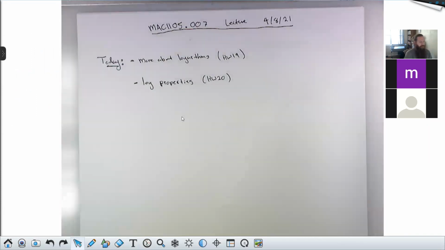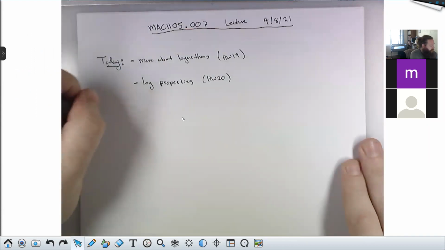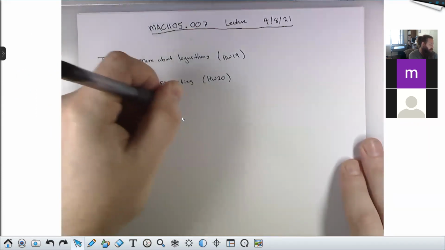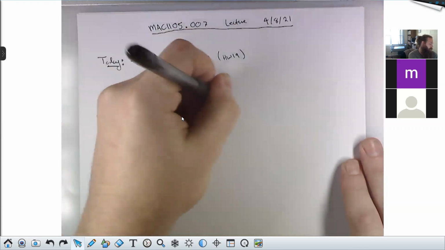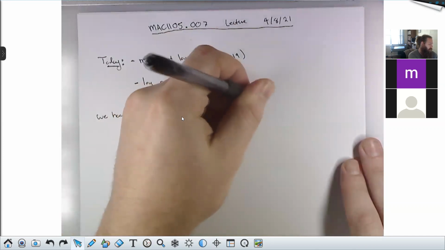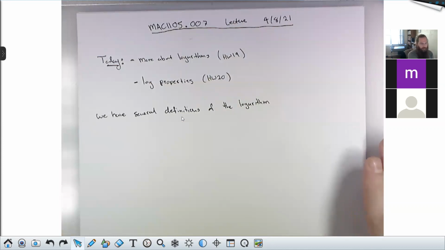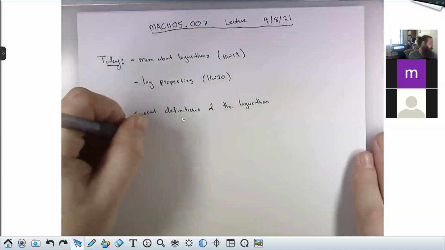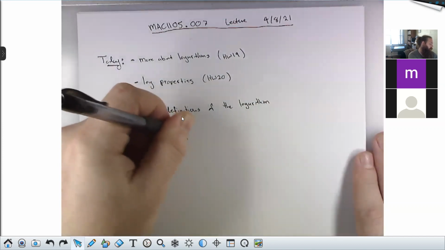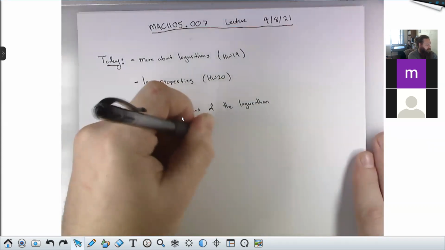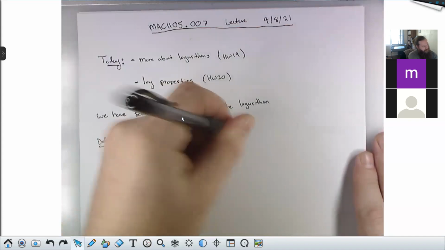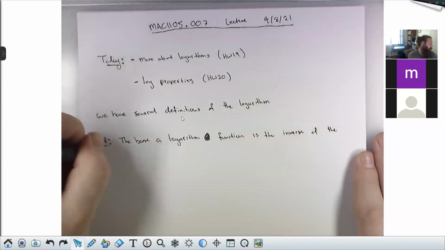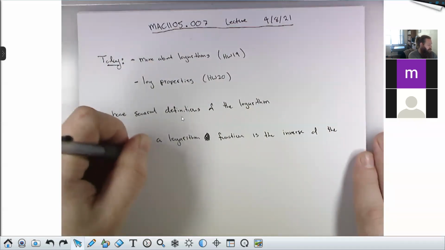Maybe I should remind you first, I give you two definitions of the logarithm, right? They're equivalent, but sometimes it's easier to think of one way than another. So the first definition was all in words. We said that the base a logarithm function is the inverse of the base a exponential function.